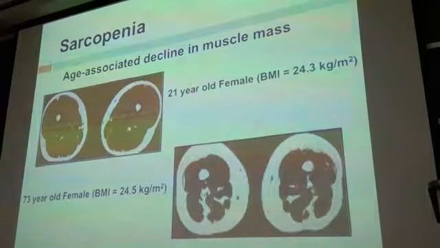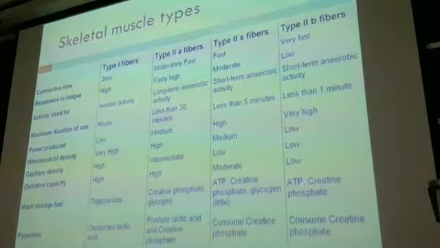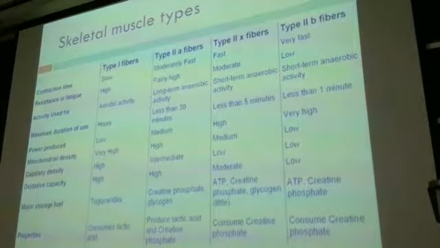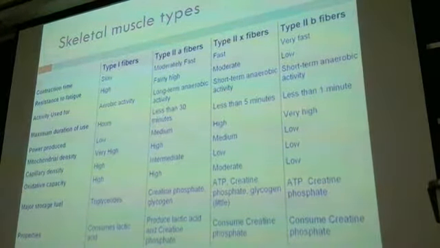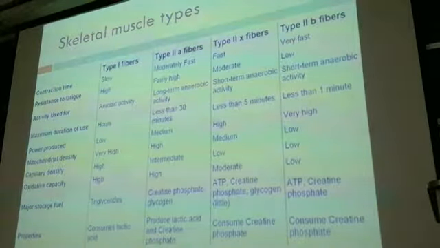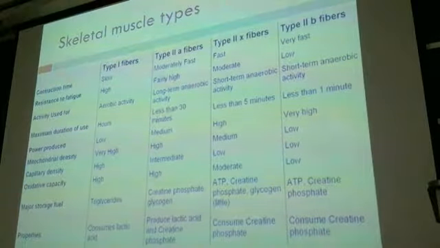There's a lot more fat and a lot less muscle. So that is what happens. Now, you need to understand, to really get a feel for what's going on with aging, you need to understand the biology of muscle, also in terms of the heterogeneity of muscle types and muscle fibers.